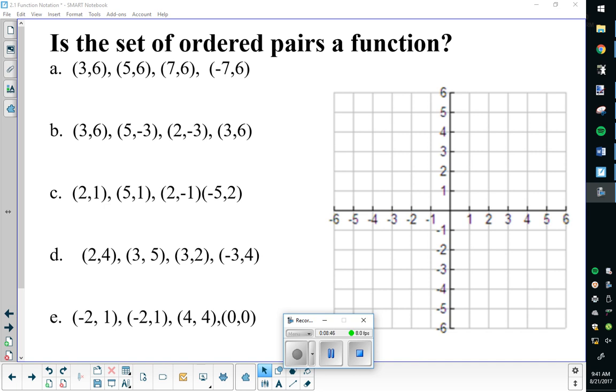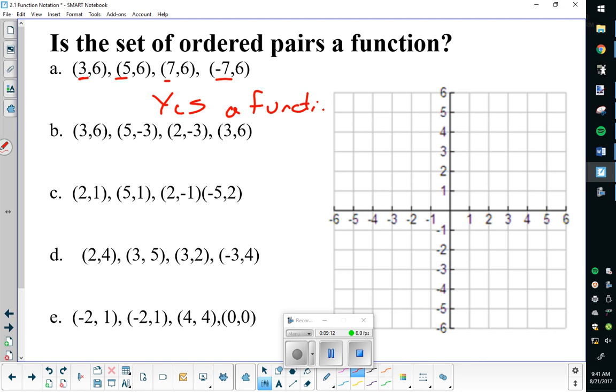Thumbs up if you think letter A is a function. Thumbs down if you think it's not. Thumbs up or thumbs down on letter A. Let's check. I've got 3, 5, 7, and -7. Did my x's ever repeat? Nope. So that one is yes, a function. That's what we're looking for: whether x is repeating or not.